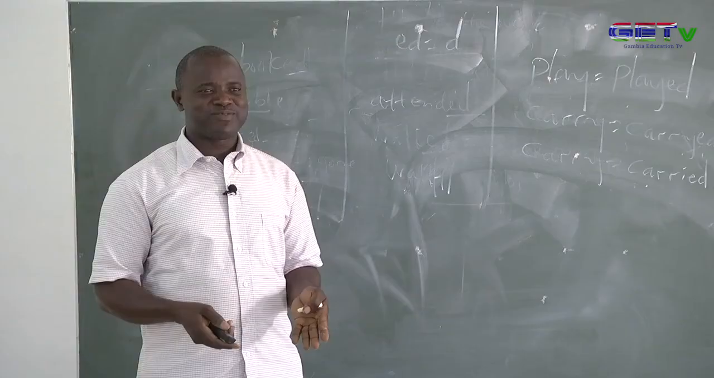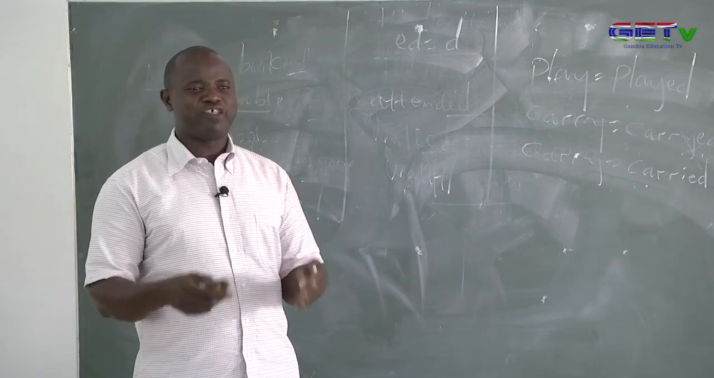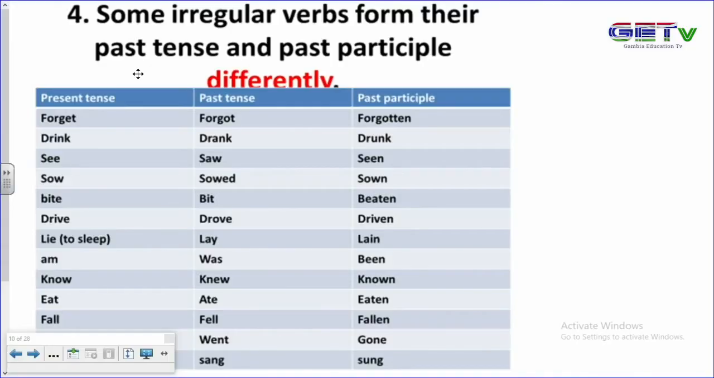Some irregular verbs form their past tense and past participle differently. That is, they don't follow any pattern. They have a different way of forming their past tense and their past participle. So here are some examples. Forget, in the past tense, forgot. In the past participle, forgotten. Drink, drank, drunk. See, saw, seen. Sow, sowed, sown. Bite, bit, bitten.